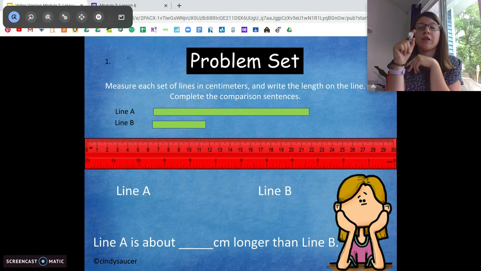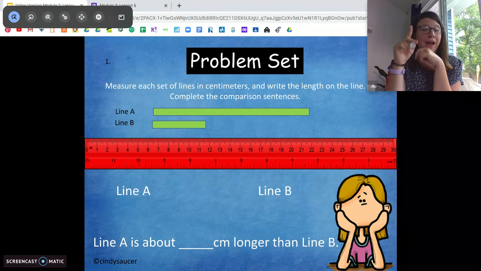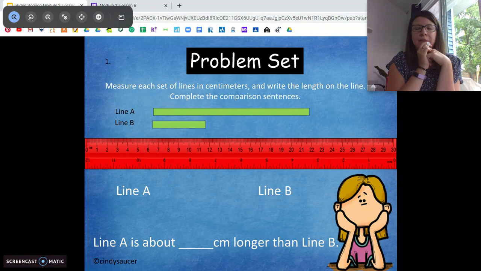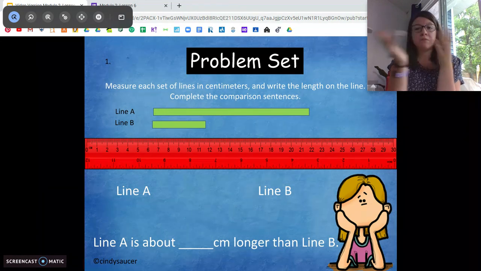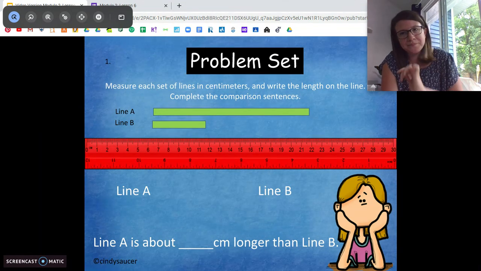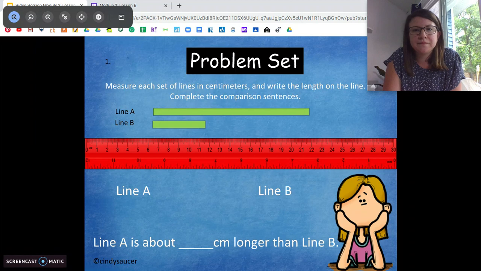What you're going to notice is on the ruler, these lines are not starting at the end point. So what I would do is either frog jump and count the centimeters, or do your subtraction. Whatever is easier for you. Figure out the length of line A and line B. Unpause when you're ready.